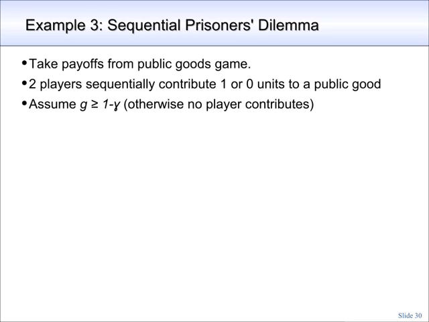A selfish second mover will never make any contribution, and if the cost of contributing 1 unit, 1 minus gamma, would be higher than the moral motivation G, then also no compliant second mover would make a contribution. So let's consider the case that moral motivation is higher than the cost of contributing 1 unit.